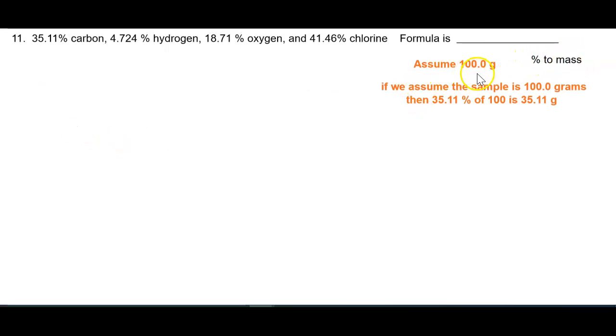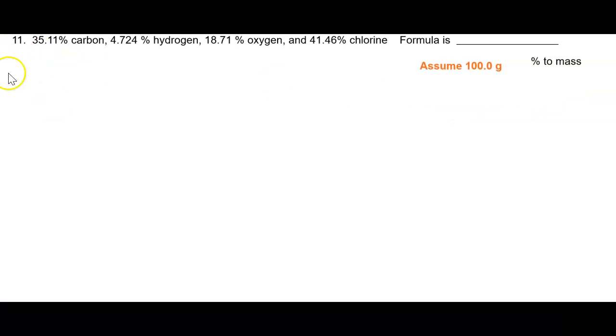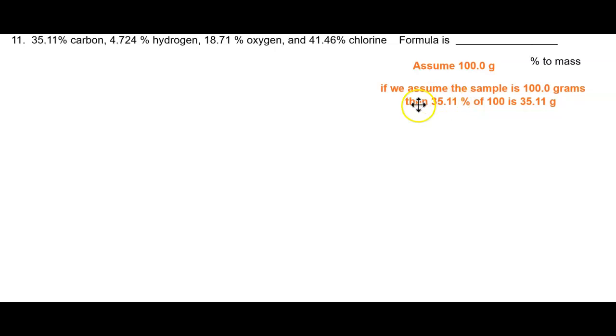When we say assume 100 grams, that's the same thing as saying if we have a sample size that's 100 grams, then 35.11% of 100 is 35.11 grams. So if we assume that the sample size is 100 grams, then 35.11% out of 100 would be 35.11. Therefore, we can turn all of our percents into gram symbols, like this.